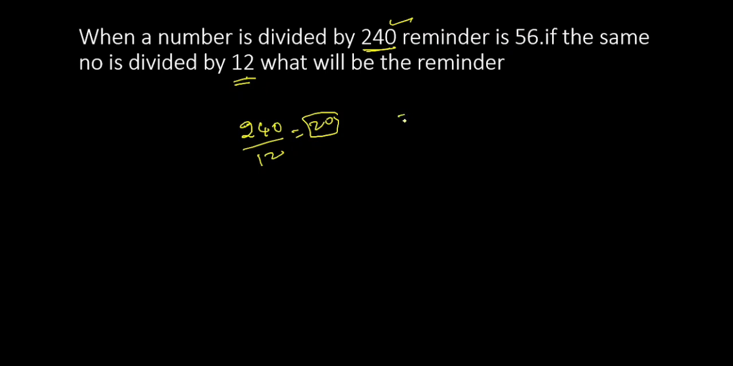Now take the remainder. What is the remainder? The remainder is 56 divided by 12. So how many times does it go? 3 12s are 36, 4 12s are 48. So the remainder is 8. It goes up to 48, and the remainder is 8. So 8 is called the remainder here.